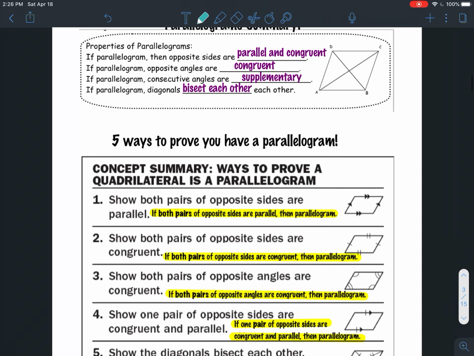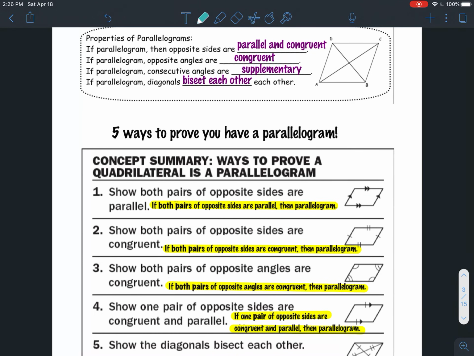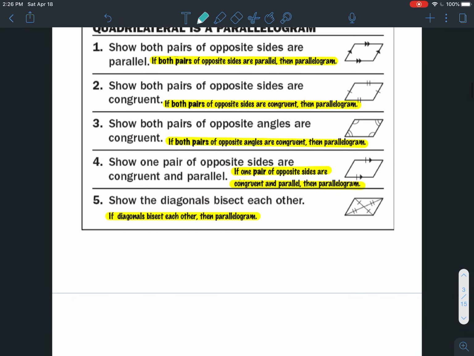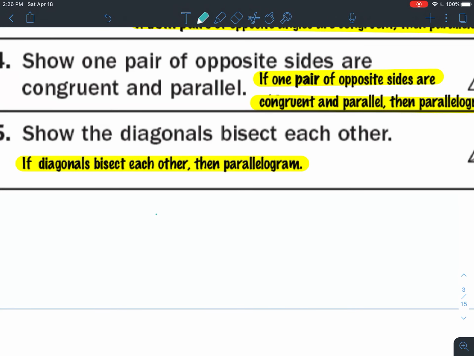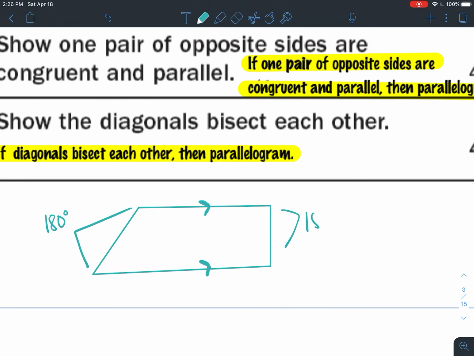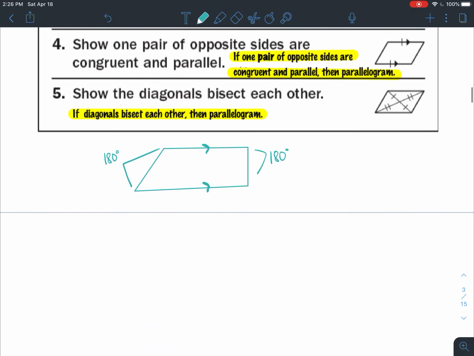The only difference between proving them and the properties is that you'll notice that in the properties we have the word supplementary. We cannot use supplementary angles to prove something to be a parallelogram, because if I take a look at a trapezoid of any type, if these are my bases and they are parallel, then these two will be supplementary, and so will those two. So we cannot use supplementary angles to prove things to be a parallelogram, but it is one of the properties of them.